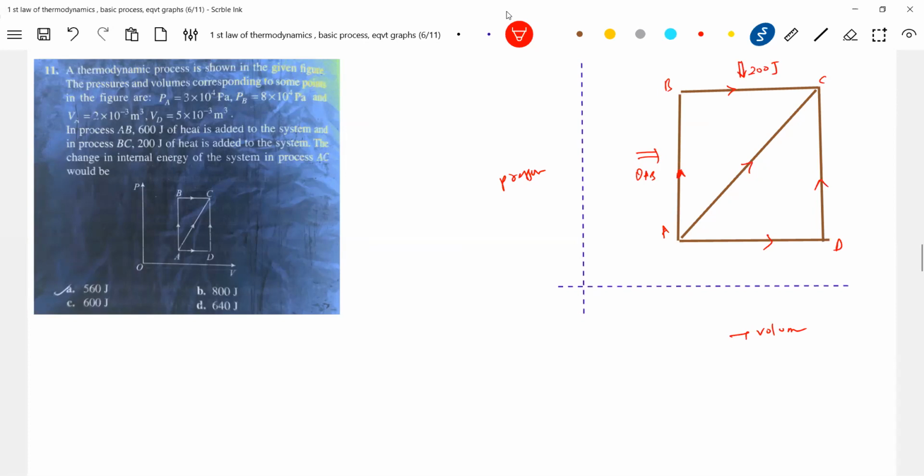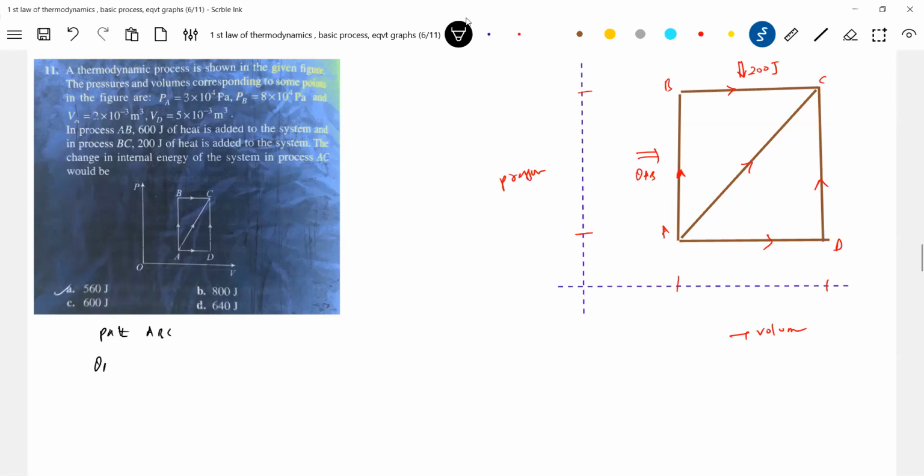The change in internal energy of the system in process AC is what is being asked. And we know pressures and volumes. Do we know pressure at A and B? Yes, we know pressure at A and B. So here pressure we know, and we know volumes also. Let's do one thing. For path ABC, we'll work out the problem.